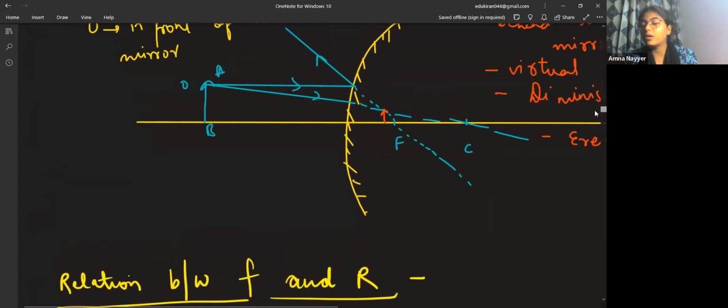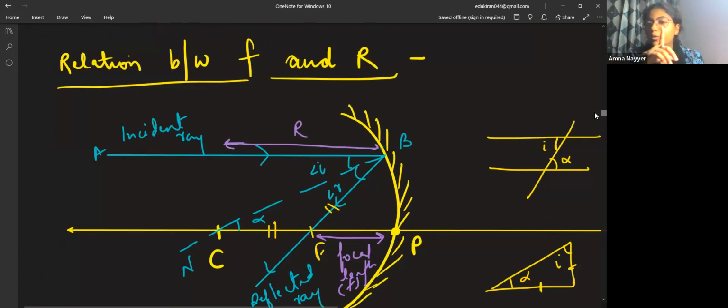And one very important relation and derivation, which I told you does come in your exam, is the relation between the focal length and the radius of curvature. Basically, the radius of curvature is double the focal length. If the focal length is present, you just put two focal lengths together, that will give you the radius of curvature. So this derivation is important, class.